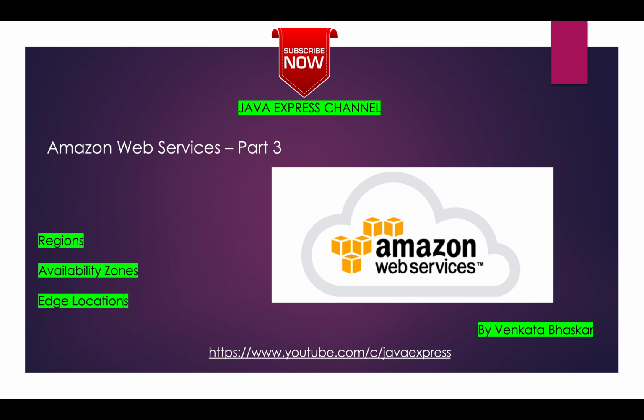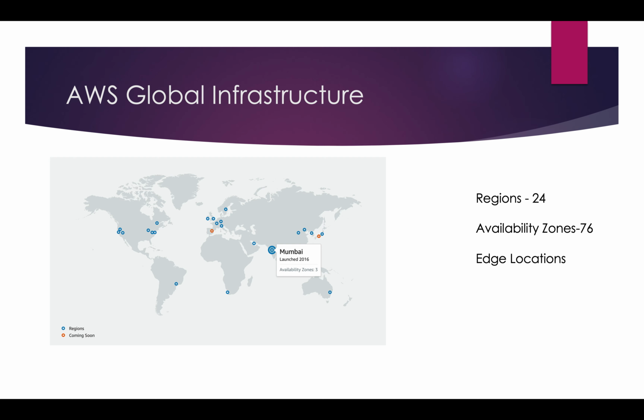And today we are going to discuss the core components of AWS like regions, availability zones and edge locations. In the AWS global infrastructure, AWS provides 24 regions all over the world. In each region we have availability zones, right now around 76. If you see here, the blue color indicates a region. This is the Mumbai region, one of the regions. In this region we have 3 availability zones, and we have some edge locations also.